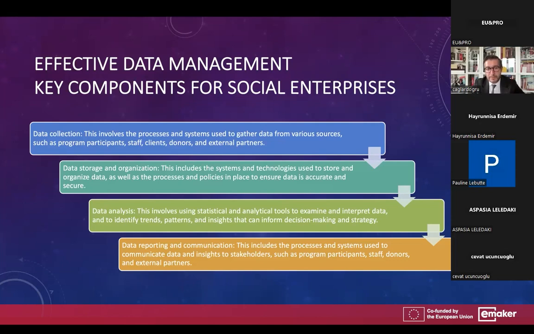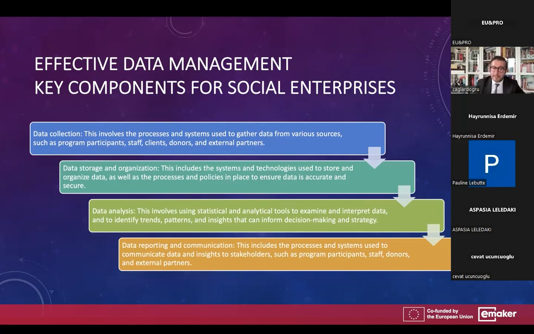Okay, so first we should collect data. And this step involves the processes and systems used to gather data from various sources. It's important at this point that these sources should be diversified, not only from one source, okay? Which sources should we use? For example, program participants, staff, clients, donors, and external partners, maybe some governmental institutions, and some other formal organizations or non-profit organizations, maybe some non-government organizations. We can collect all of the data from these diversified sources.